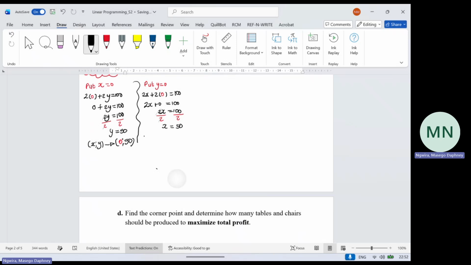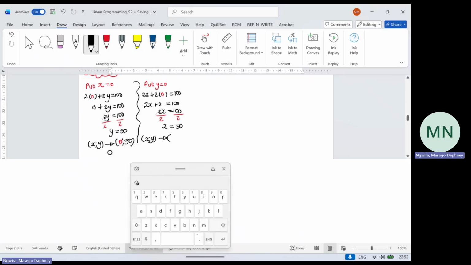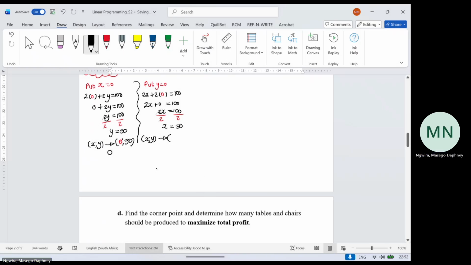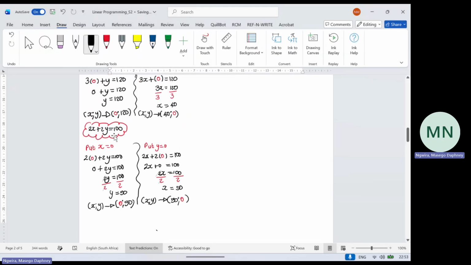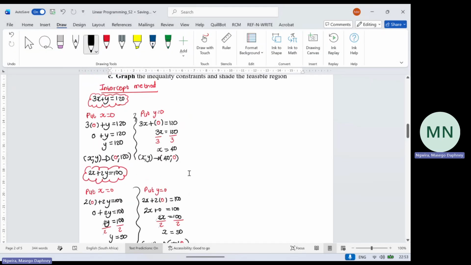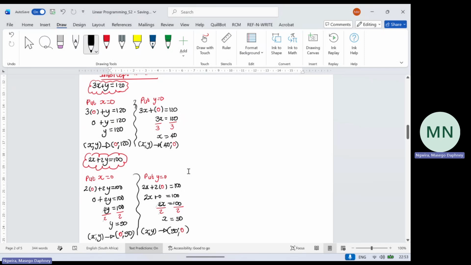So this means that now my point xy will be, when x is 50, then my y is 0. So now I have my intercepts. I have my points now. I have all 4 of them. So now I can draw my graph.